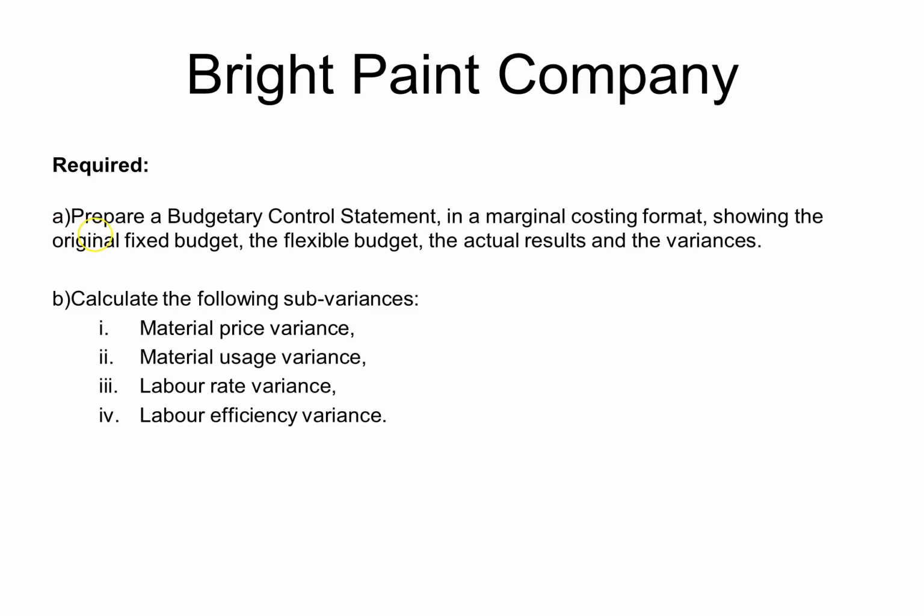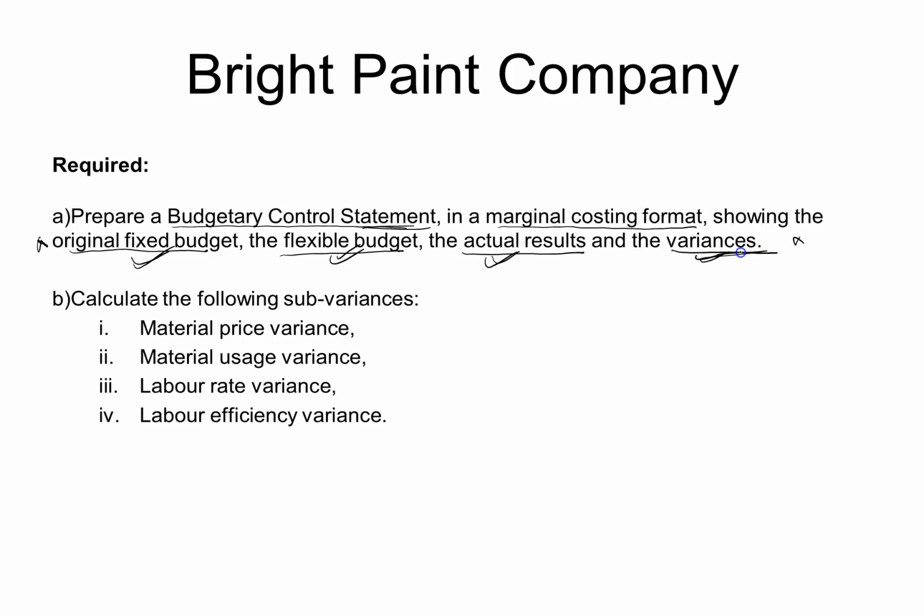In this question here, we're asked to prepare a budgetary control statement in a marginal costing format showing the original fixed budget, the flexible budget, the actual results, and the variances. So this bit here gives the structure of our table, or the statement. So we're going to have 1, 2, 3, 4 columns, one showing the original fixed budget, one the flexible budget, one the actual results, and then one the variances.